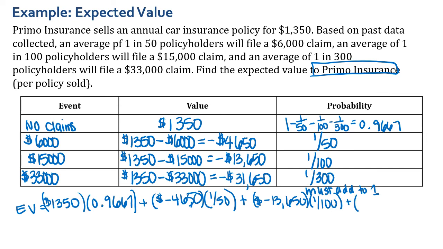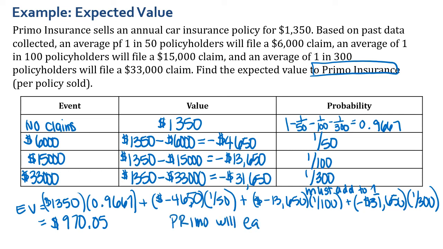And then the last event is paying out $33,000. The value of that to the insurance company is negative $31,650. And the probability of that happening is 1 over 300. When I add that all up, I get $970.05. So what does that mean? Well, that means Primo will earn, on average, $970.05 per policy sold in the long run.